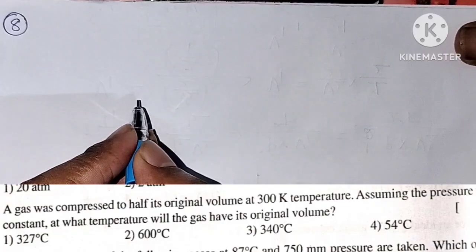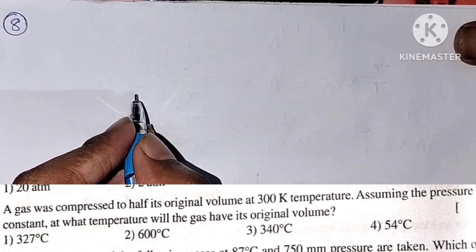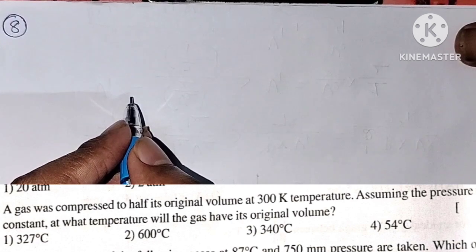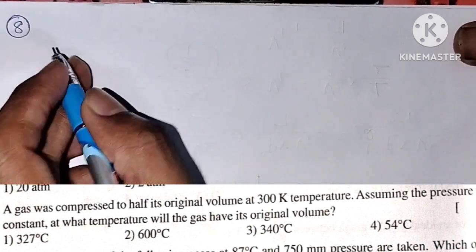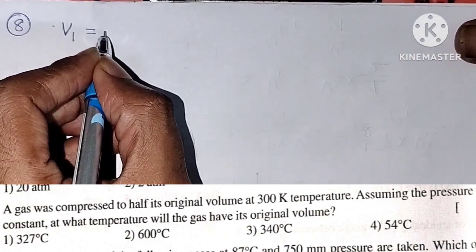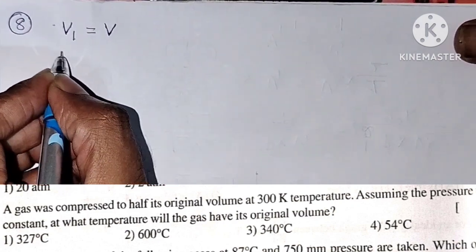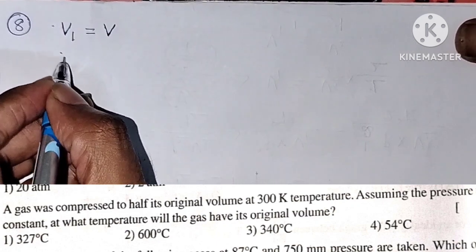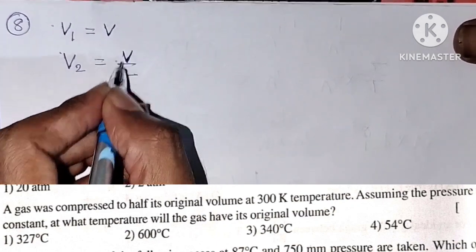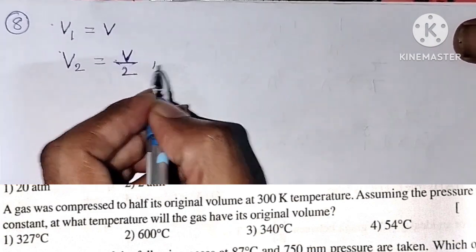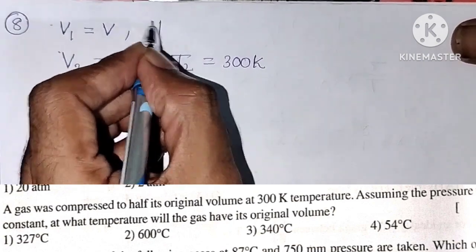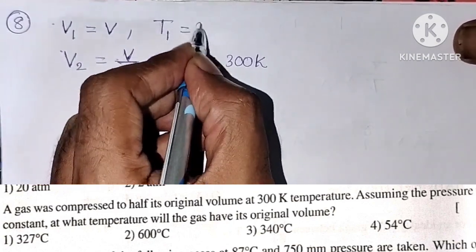A gas was compressed to half its original volume at 300 Kelvin temperature. Assuming the pressure is constant, at what temperature will the gas have its original volume? So let us say the initial volume of gas V1 is equal to V. Now this gas is compressed to a volume of V by 2, half of its original volume, and the temperature T2 is equal to 300 Kelvin. So here T1 is equal to question mark.